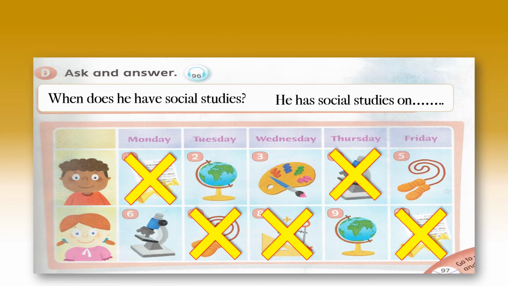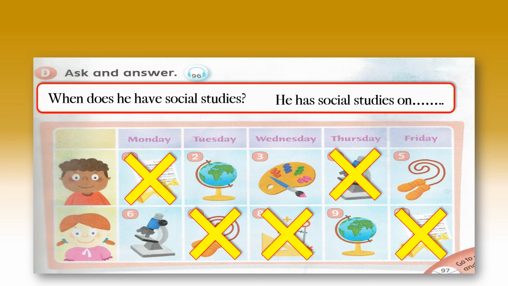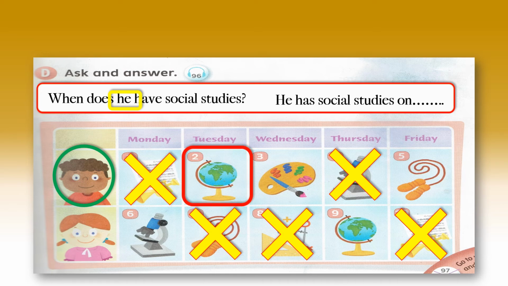Question, when does he have social studies? What picture is social studies? Can you remember? Well, let's remind ourselves who we're talking about. So we're saying he. So it's the boy. Social studies. What is social studies? Yeah, it's looking at people and culture and how people live around the world. Around the world, number 2. So the answer is he has social studies on Tuesday.